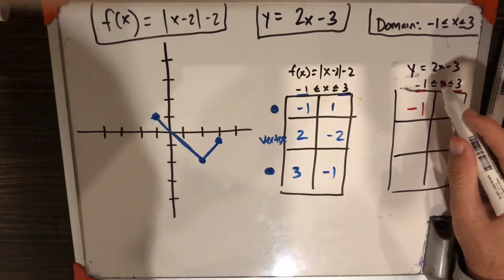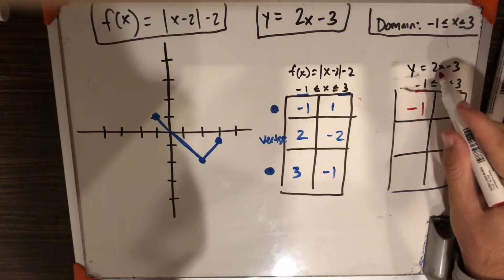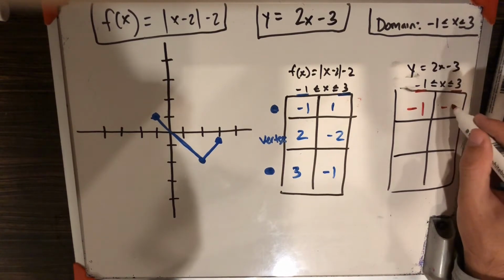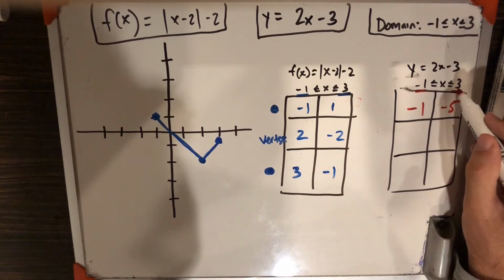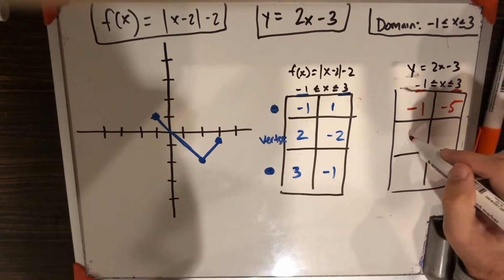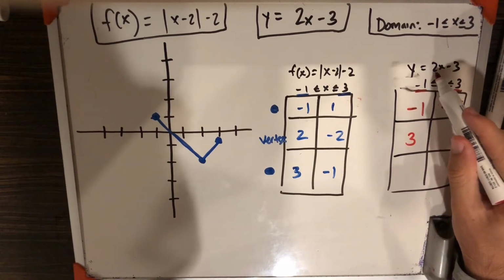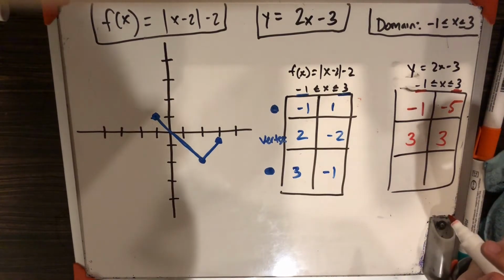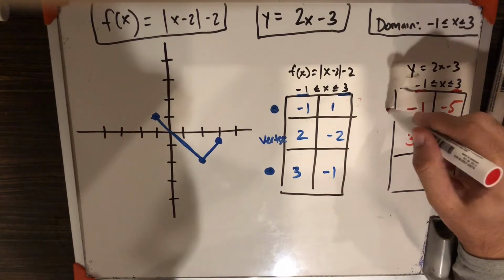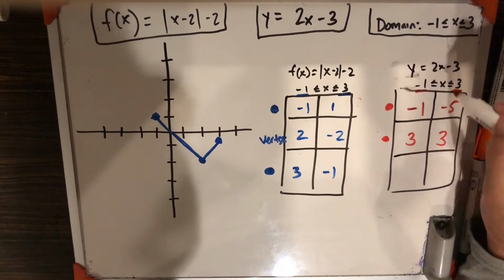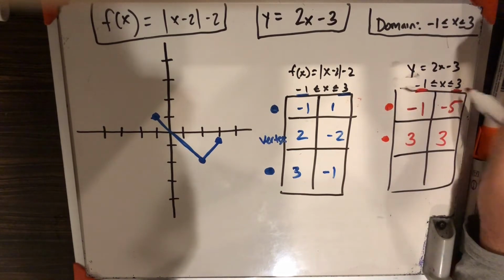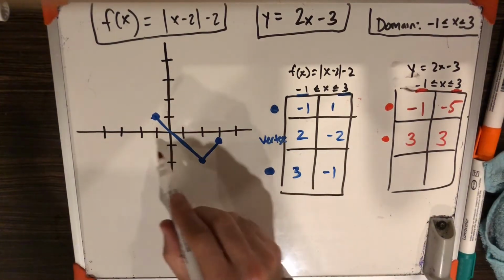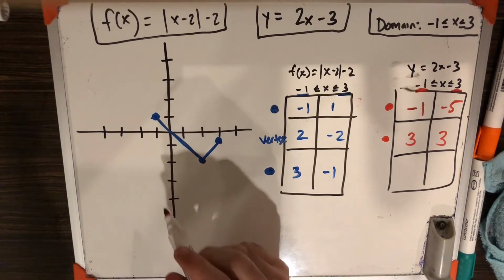When I plug in negative 1 here, I end up getting 2 times negative 1 is negative 2. Negative 2 minus 3 is negative 5. When I plug in 3, I end up getting 3 times 2 is 6. 6 minus 3 is just 3. Again, both of these should be closed circles because negative 1 is included and 3 is also included. So negative 1 and negative 5.